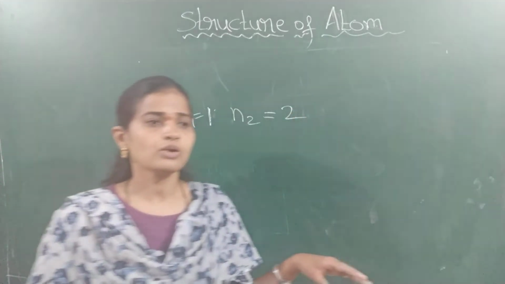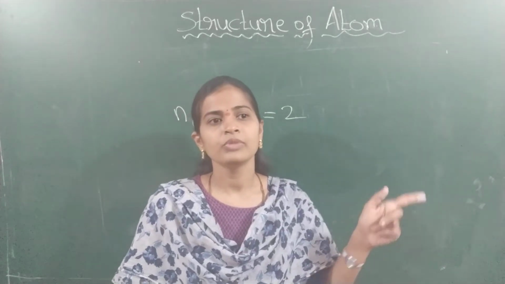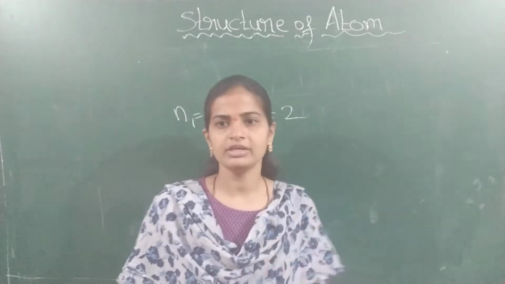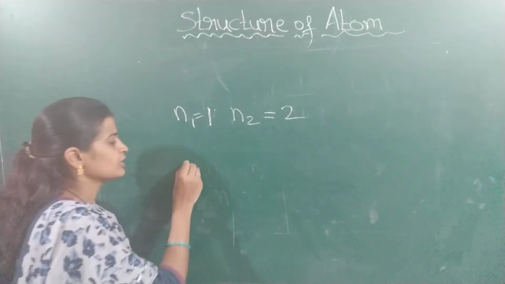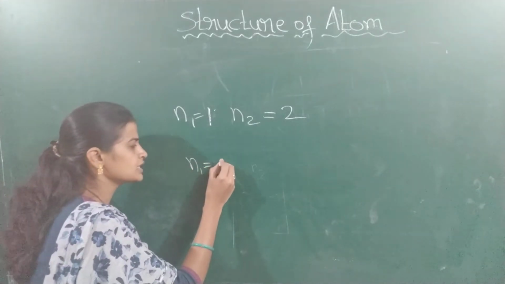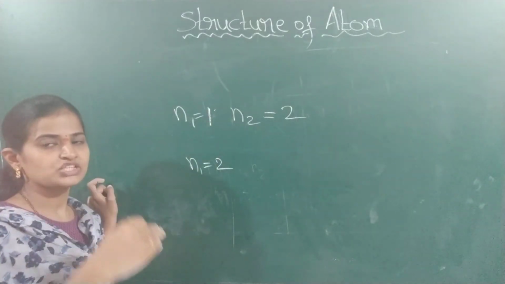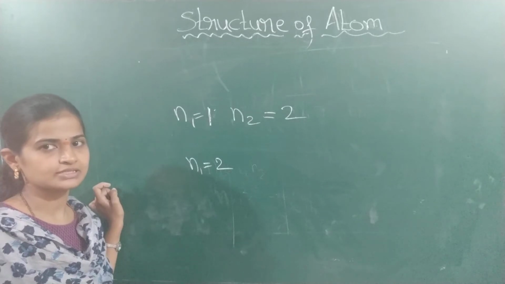Second one: what are the values of n1 and n2 for the second line of the Balmer series? You tell me, students. For the Balmer series, you look at the chart. n1 is constant, that is 2. Lyman series, Balmer series, Paschen series, Brackett series and Pfund series.